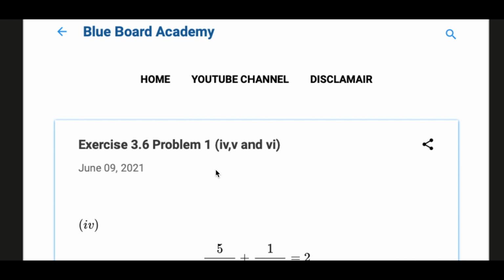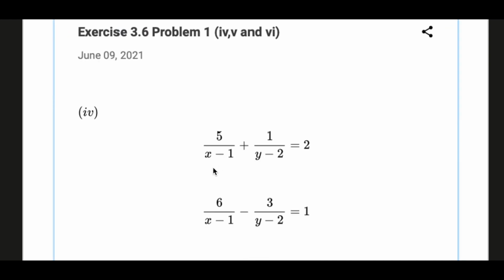Now let us see our first question. Our first question here is that 5 by x minus 1 plus 1 by y minus 2 equals to 2 and 6 by x minus 1 minus 3 by y minus 2 equals to 1. So here we can replace x minus 1 and y minus 2. These equations are not in the linear equation form. So first we need to convert them into the linear equation form.